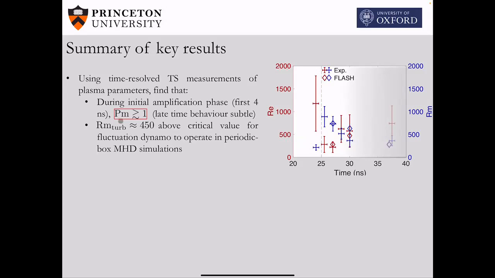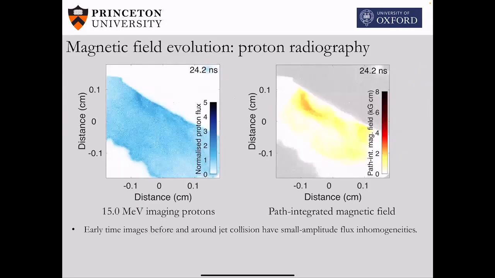Furthermore, the turbulent magnetic Reynolds number in this case, of about 450, is again above the critical value for fluctuation dynamos operating in periodic box MHD simulations of order unity magnetic Prandtl number dynamos. So we've realized a plasma that's in this state. Now let's look at the proton radiography to get a sense of how the magnetic fields evolve.